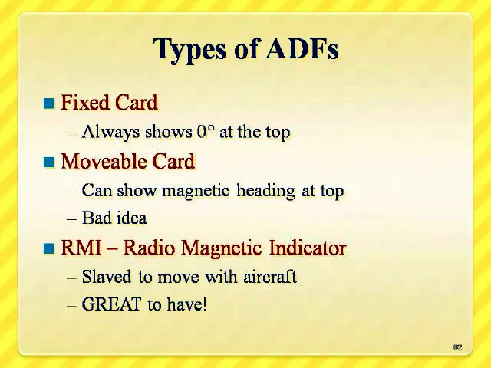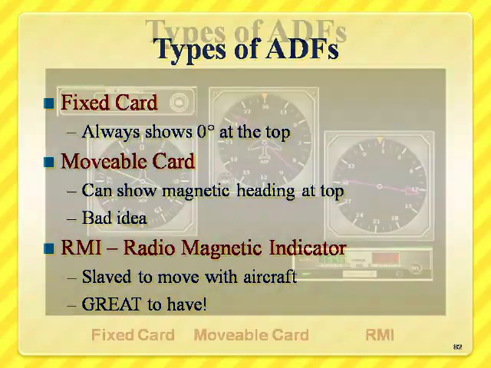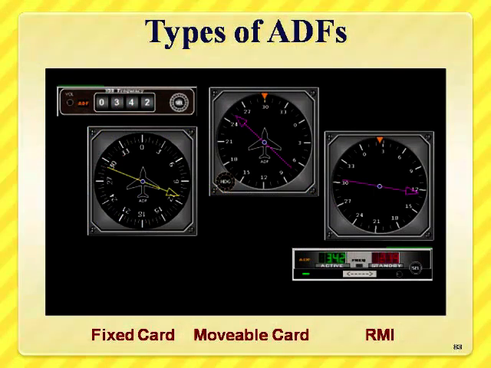What are the types of ADFs? Fixed card, and it always shows 0 degrees at the top. A movable card can show magnetic heading at the top, but it's a bad idea. And there is an RMI, radio magnetic indicator. It's slaved to move with the aircraft. It's great to have such RMIs. So the types of ADFs are shown in this figure. The first one is the fixed card type, the second one is the movable card type, and the third one is this RMI, which is the latest type.